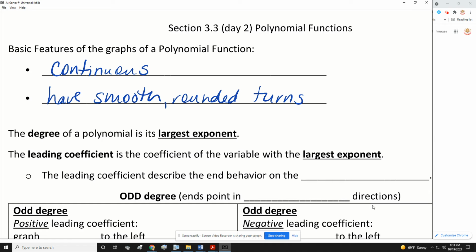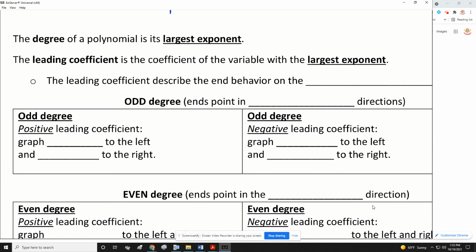Now today we're going to talk about end behavior. End behavior depends on the degree and the leading coefficient, so it's important that you know what those are. The degree is going to be the largest exponent of the polynomial function. And then the leading coefficient is going to be the coefficient of the variable with the largest exponent.